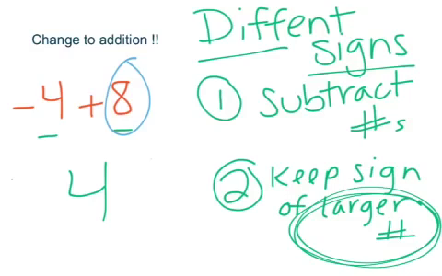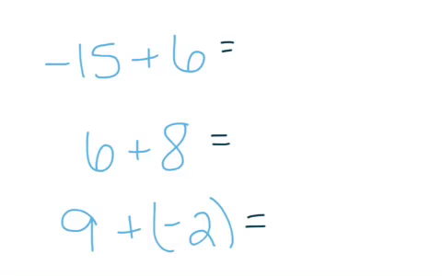Since 8 is positive, our answer is also going to be positive. Now you don't have to write the positive sign like you write the negative. If you have nothing in front of this number, it's just assumed to be positive. And there's your answer. Pause the videos and try these on your own. Press play when you're ready to check your work.